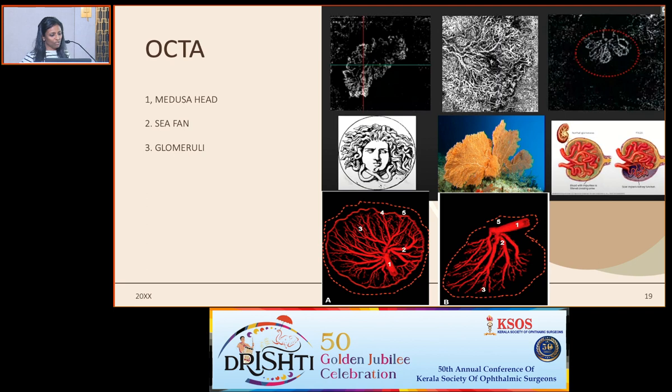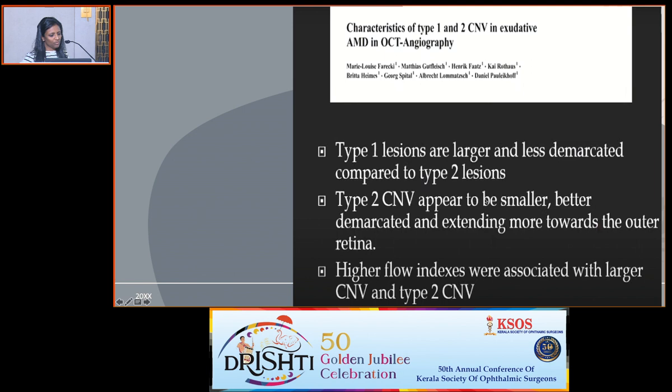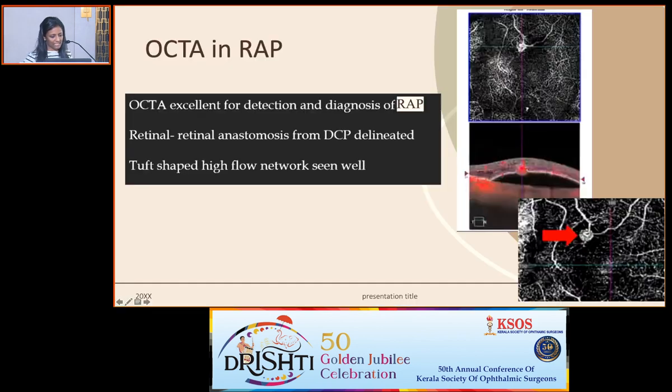So the talk will not be complete without OCT angiography. These are the different types of patterns that you can get in wet AMD: the medusa head, where there is a central feeder vessel and centrifugal vascular trunk, and the C-trunk pattern with an eccentric feeder vessel. Usually type 1 lesions are larger and less demarcated compared to type 2 lesions because they are sub-RPE. Type 2 CNVM is usually smaller and has a glomerular appearance, and higher flow indexes will usually be associated with the type 2 or classic CNVM.